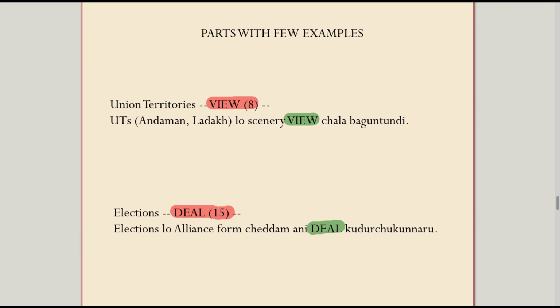With the help of this word mnemonic, you can directly tell the number of the part that the questioner is asking. For example, union territories. For union territories, you need to remember the keyword view. Just remember the keyword view. The story is also very simple. Union territories look good, the sceneries in a union territory, the view is very good. The sceneries or the view of a union territory are very beautiful. So the keyword is view.